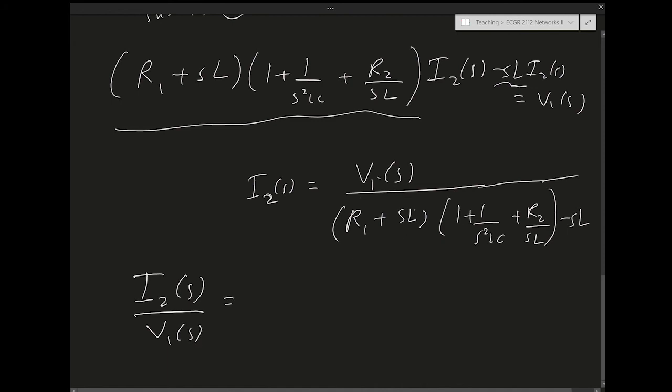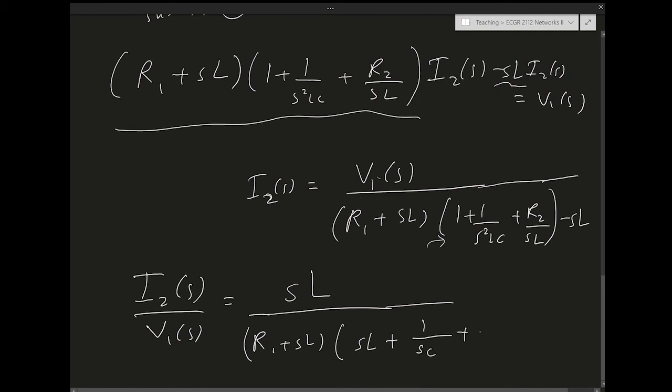And let me simplify a bit. Let me multiply both the numerator and the denominator by SL. So I end up with SL over R1 plus SL. And then I move in the SL into the second bracket. So I end up with SL plus 1 over SC plus R2 minus S squared L squared.